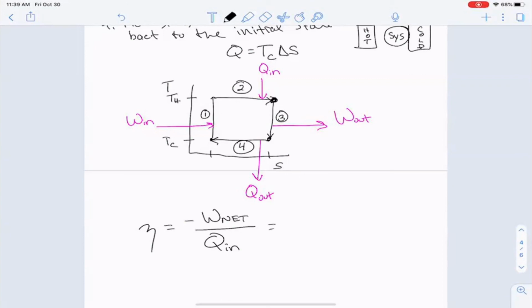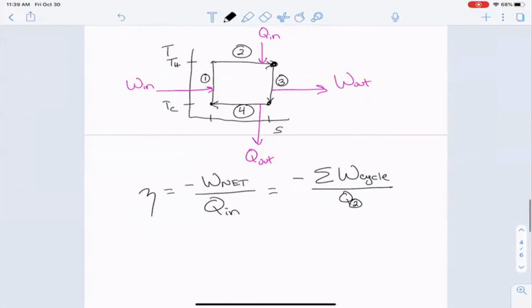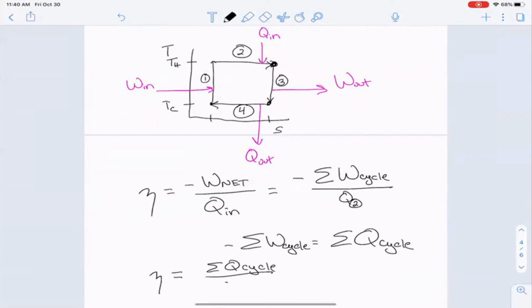And if that's true, that's minus the sum of the work for the cycle, as I called it before, divided by, we added heat in step two. But remember that minus the sum of the work of a cycle is equal to the sum of Q for a cycle. And we only added heat in steps 2 and 4. So that means our efficiency is simply the sum of the Q's for the cycle over Q2, which equals Q2 plus Q4 divided by Q2.